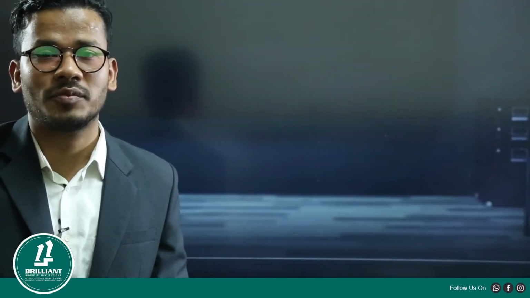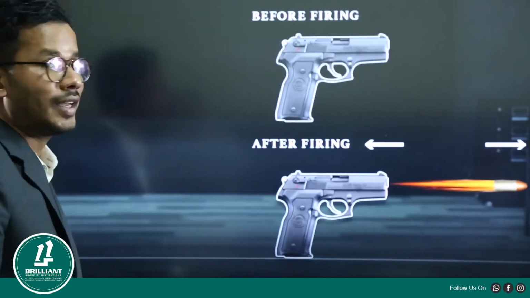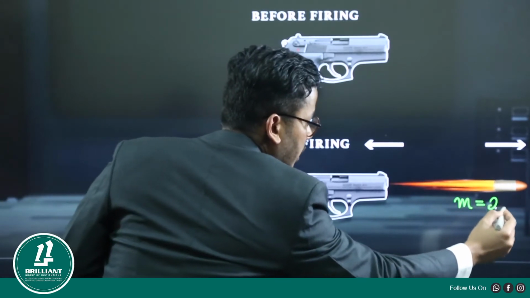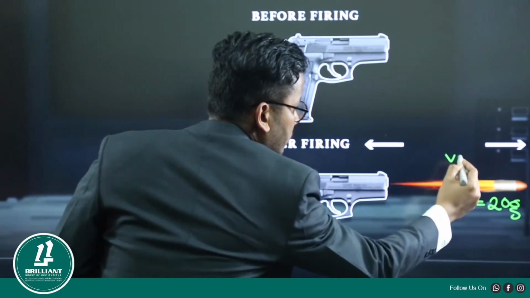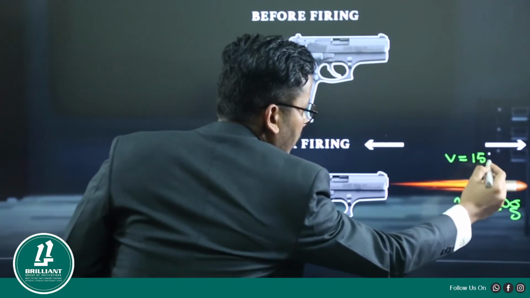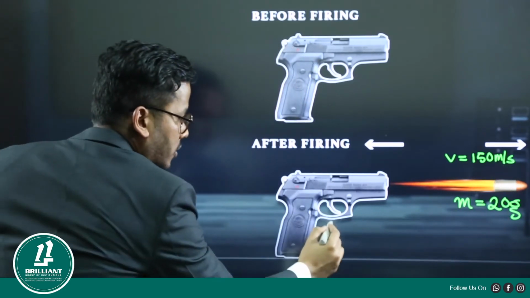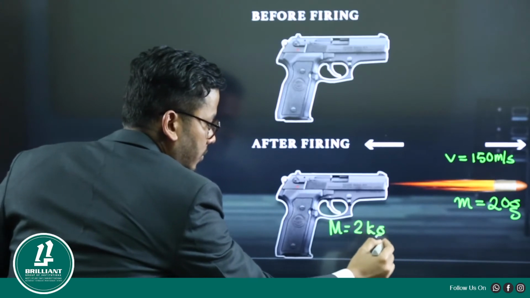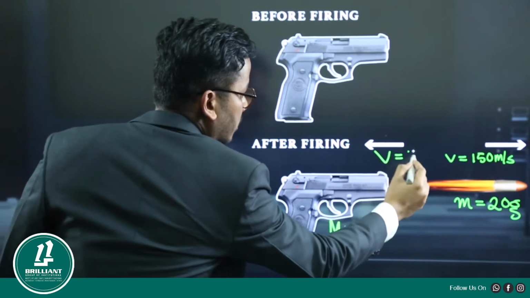Now let me make use of the formula we have derived. To do so, let me take a question. During a gunshot, I consider the mass of the bullet to be 20 gram, its velocity to be 150 meter per second, and the mass of the gun to be 2 kg. Let me find out the recoil velocity of this gun.